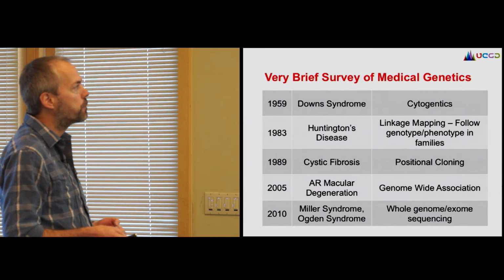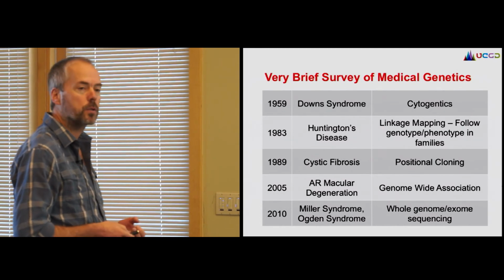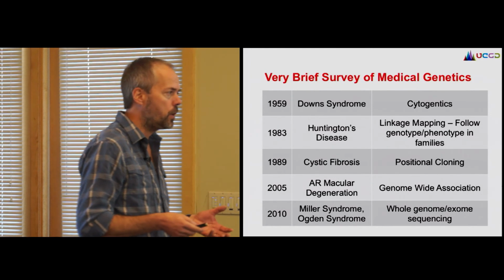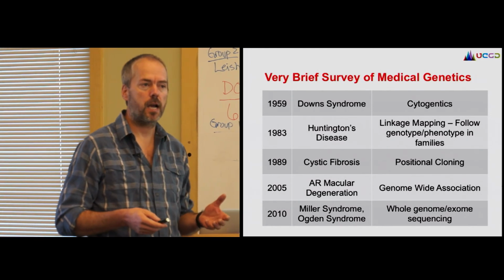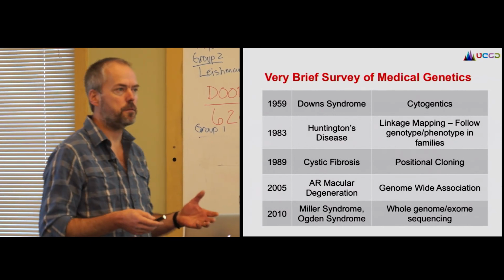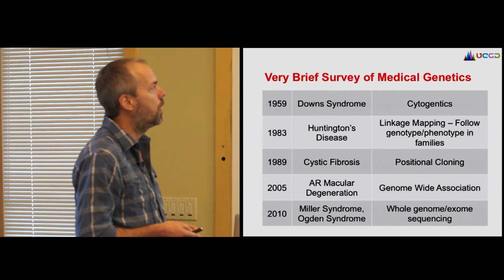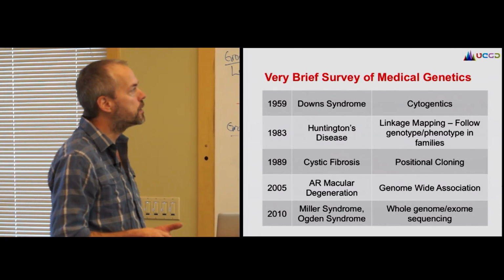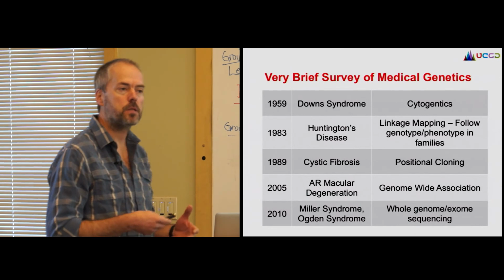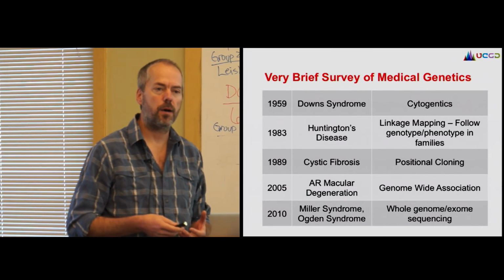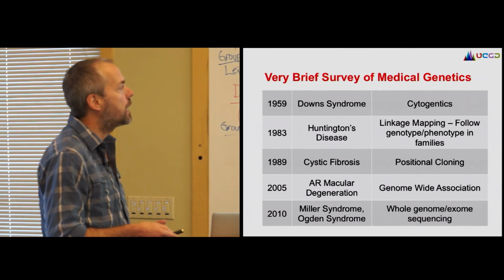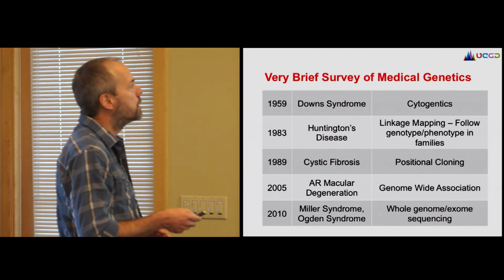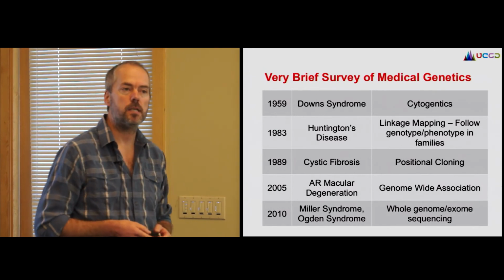As the field of molecular biology improved, we were able to start identifying markers on the genome. So early on, simple things like restriction fragment length polymorphisms allowed us to visualize different places on the genome, even though we didn't know what the whole genome looked like. And following the genotype and phenotype as recombination broke the linkage down through families allowed you to narrow down portions of the genome that were associated with, in 1983, Huntington's disease, for example.